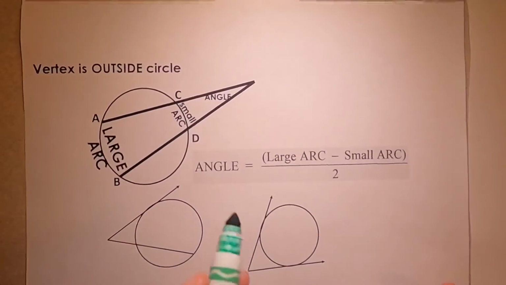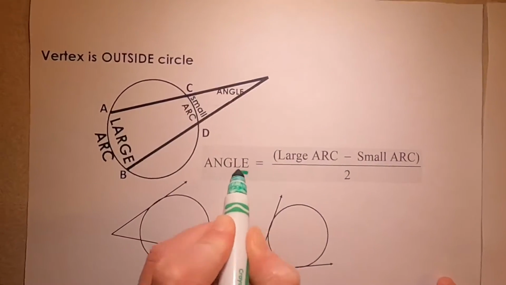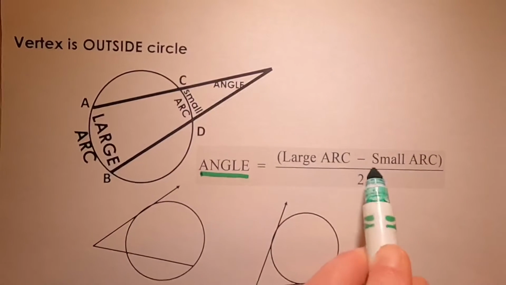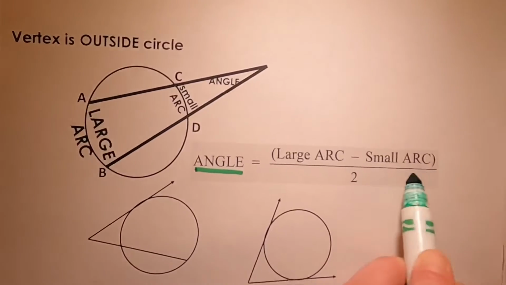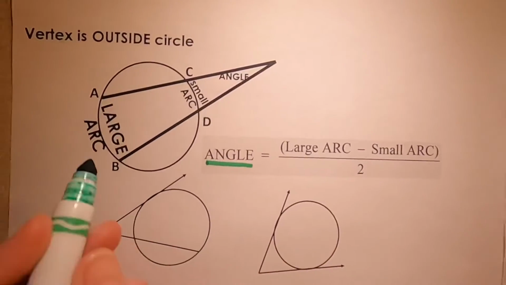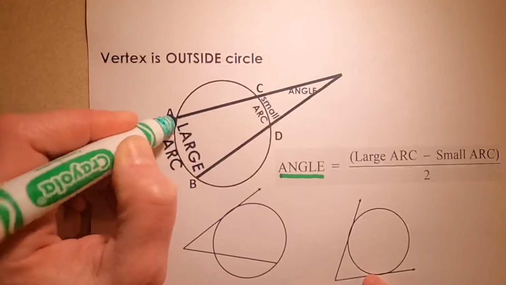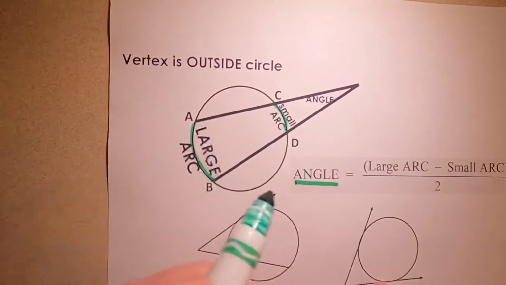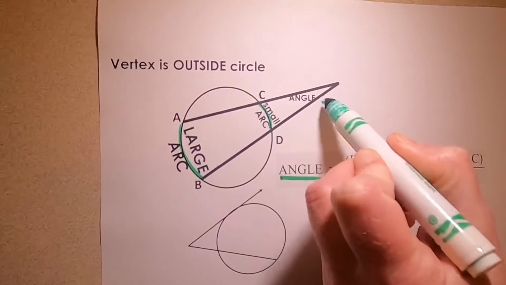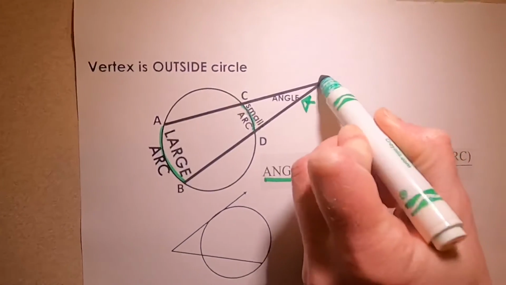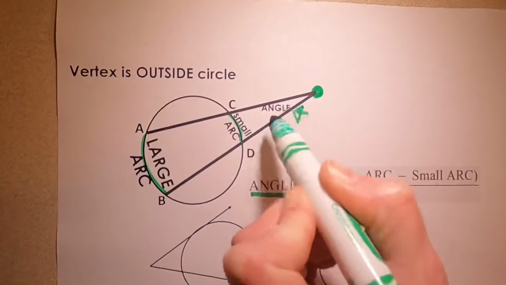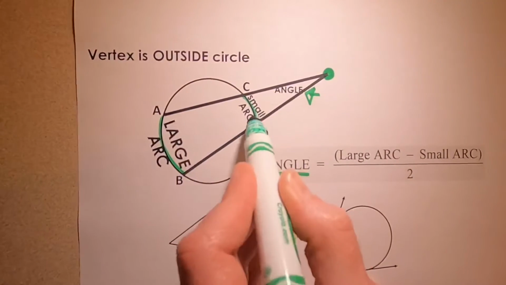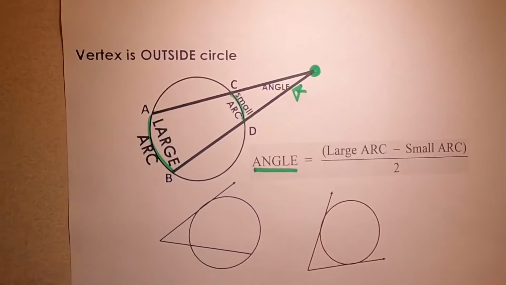Again, if you will notice, the definition here is the angle is equal to the large arc minus the smaller arc divided by 2. In this picture right here, you'll notice the large arc is here, the smaller arc is here, and the angle is hanging out here. Like I said, the vertex of the angle is outside of the circle, so the angle is right here. So large minus small divided by 2.